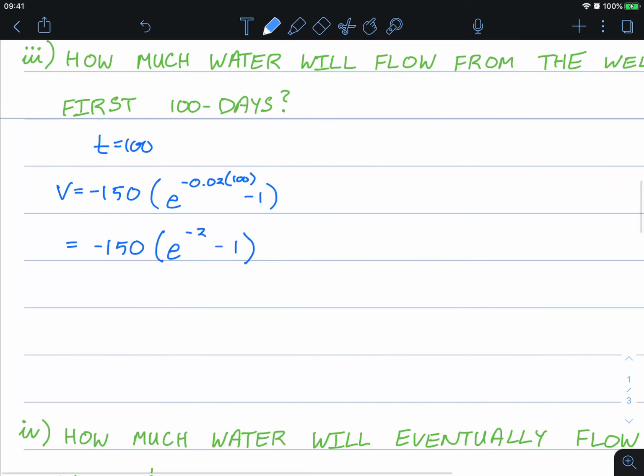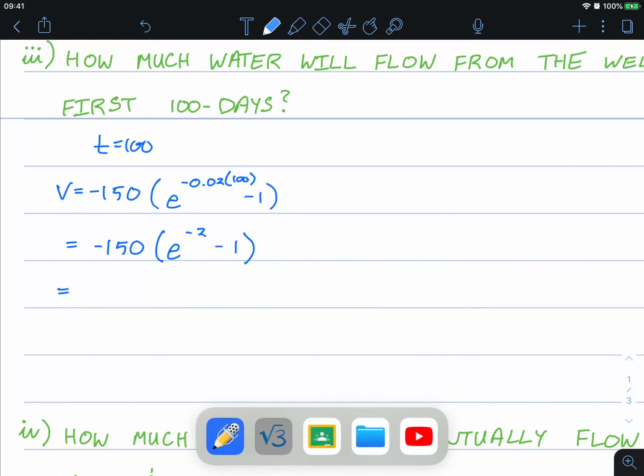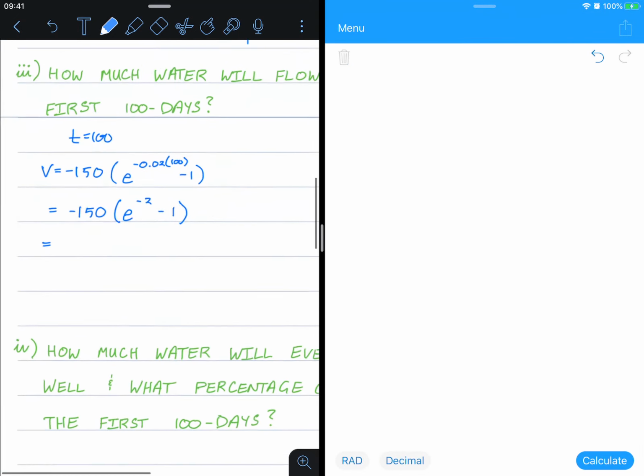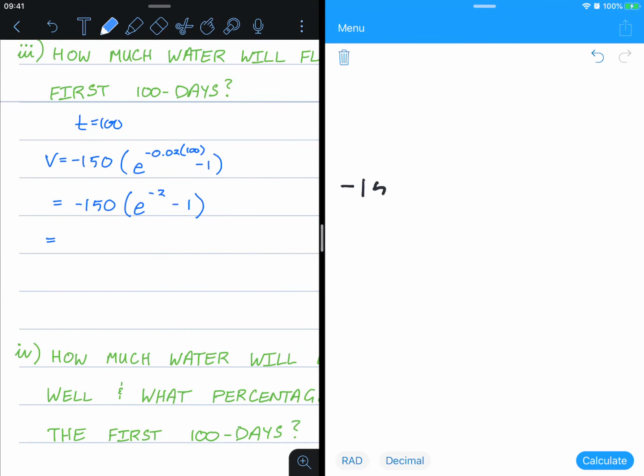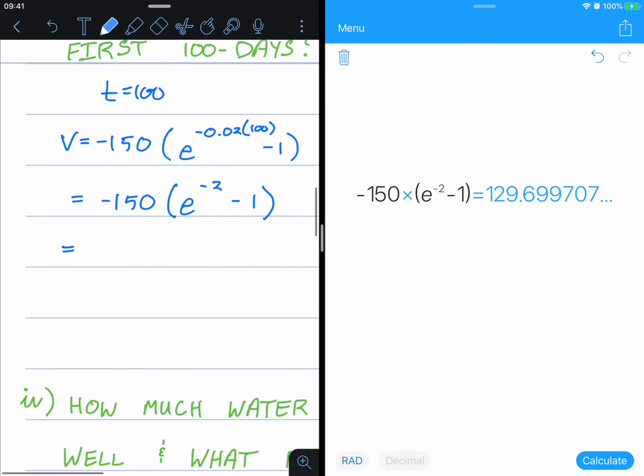So this is the exact form. Finding the value here, it's going to be about 129.699, so 129.7, about 130 megaliters.